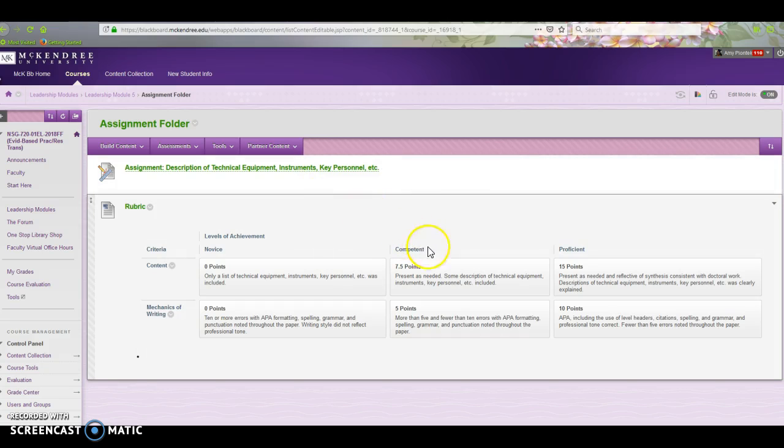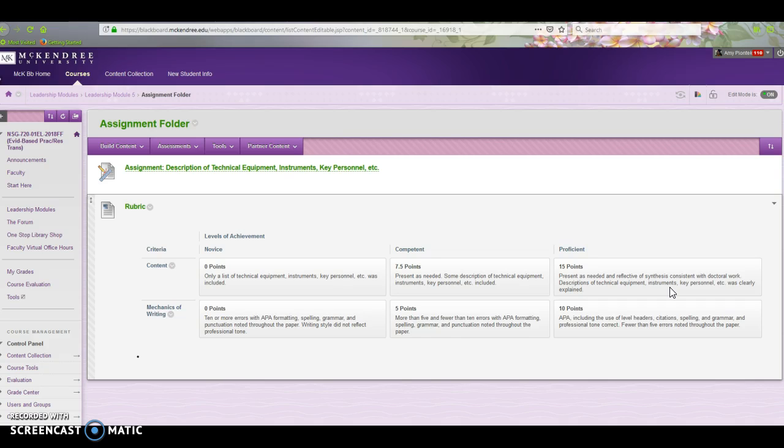Again, just as with the key personnel, with the instruments, make sure that you're describing the instrument. If you already have an instrument and you are certain that you're going to use it, go ahead and just attach it to the paper. And that way I can take a look at it and provide you with any feedback.